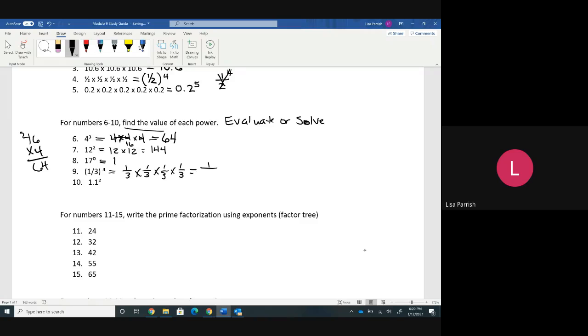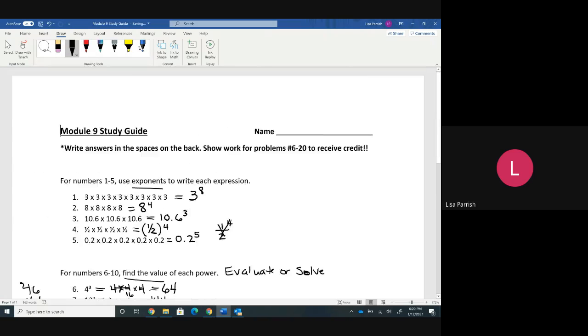3 times 3 is 9. 9 times 3 is 27. 27 times 3, if you don't know, you can go work it out. That's 21, carry the 2. So this becomes 1 over 81. Okay, 1 over 81.